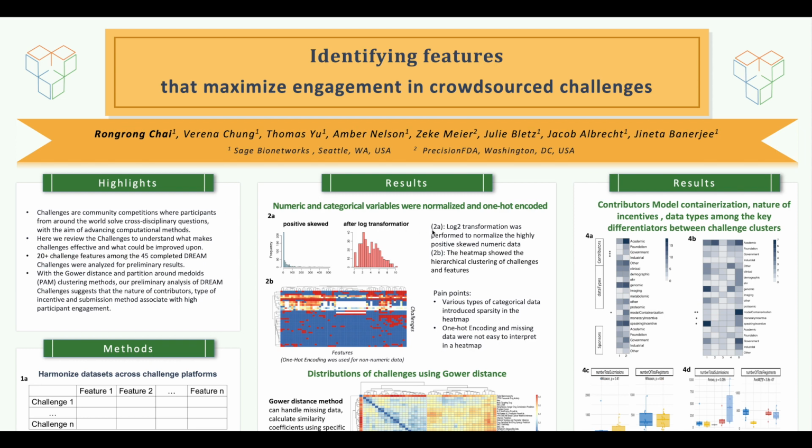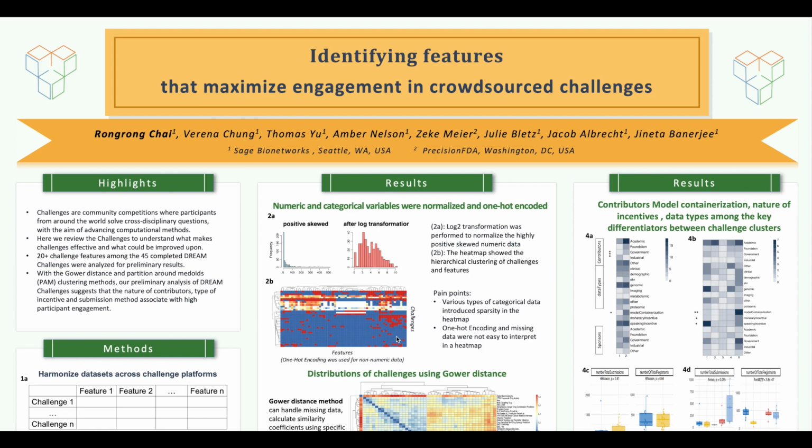Before going into our Gower distance results, I would like to show you our first exploration attempt to make a cluster heat map. We use more than 20 different features of challenges, including data types, number of submissions, whether it provides a prize, etc. The data we have is mixed type data. So we first transformed non-numeric data into one-hot encoding, and numeric data was log transformed because it's highly skewed, as you can see in figure 2a, along with min-max normalization.